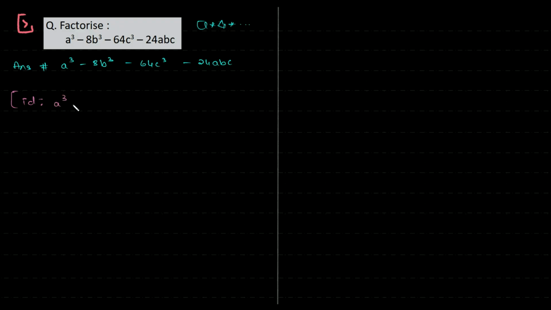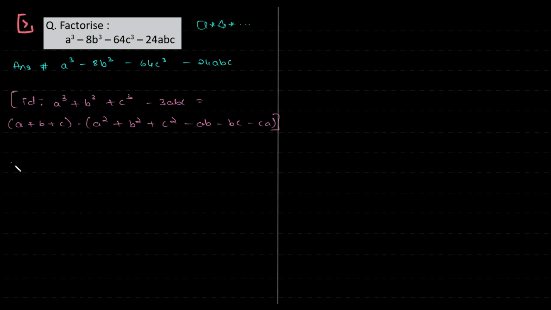Just write it. a cube plus b cube plus c cube minus 3abc is equal to a plus b plus c, into a square plus b square plus c square, and after this minus ab minus bc minus ca. Is it not? It's a very simple, straightforward thing. You just have to identify a, b and c and we are done.